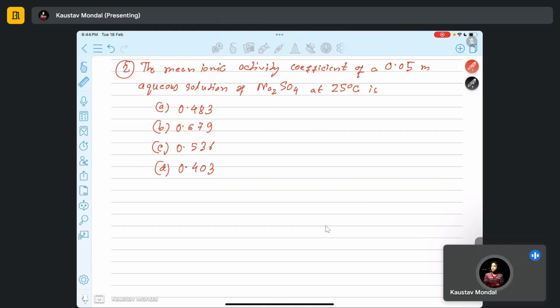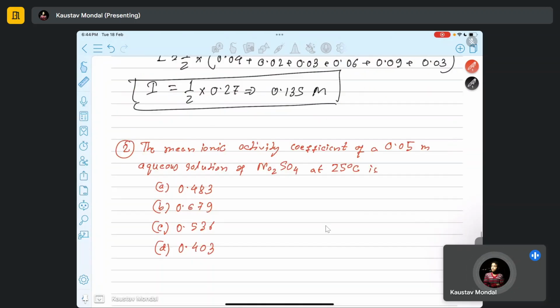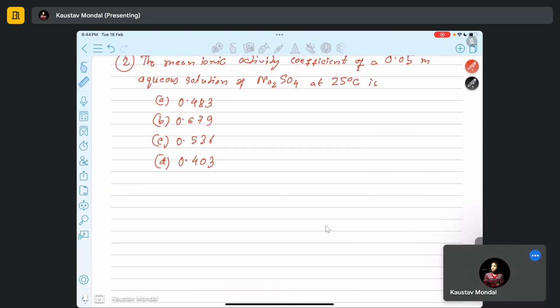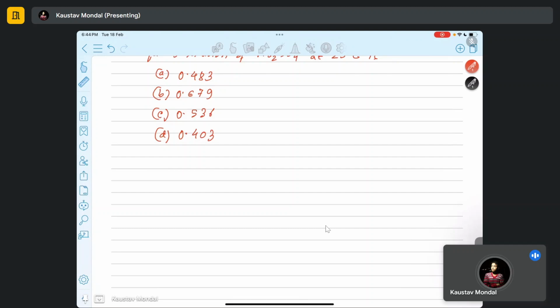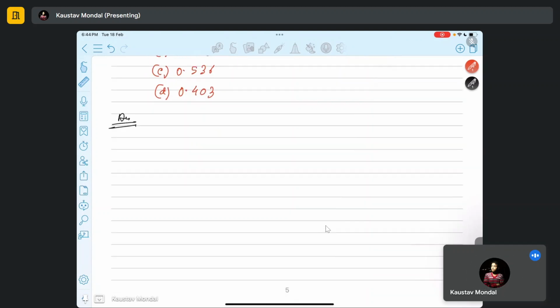Now in order to solve this kind of problem, you have to basically know a law, not a theory, it's a law. This law is known as the Debye-Huckel limiting law. The short form is DHLL. So what is this DHLL? Let me just write it.